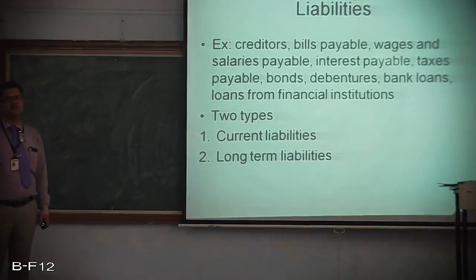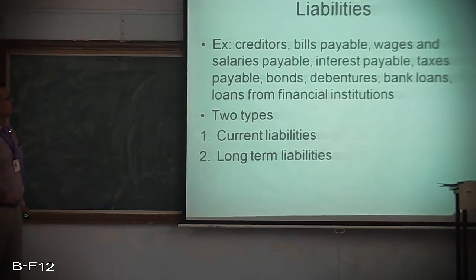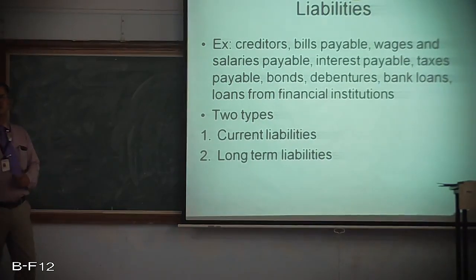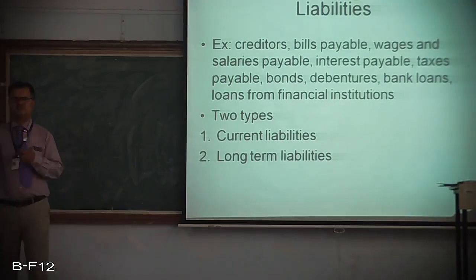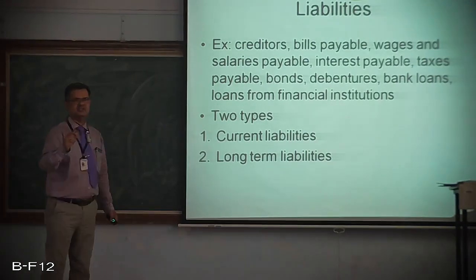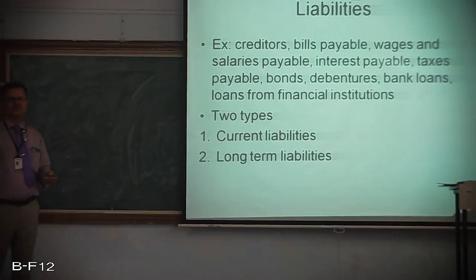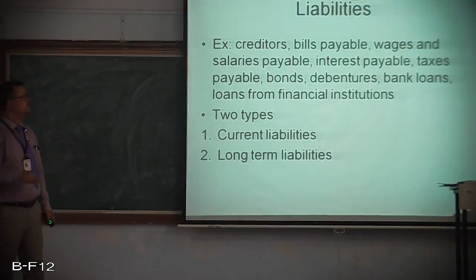Examples include creditors, bills payable, wages payable to the laborers, salary for the employees, interest payable on a loan amount they have taken, and taxes payable. At the end of the day, they are supposed to pay taxes such as GST. Bonds: many people purchase bonds as an investment. Debentures: somebody might have invested in a debenture bond. Bank loans and loans from financial institutions like state financial corporations, ICICI, and small scale industry bodies also provide loans. They are supposed to repay these loans, so all of them are called liabilities.